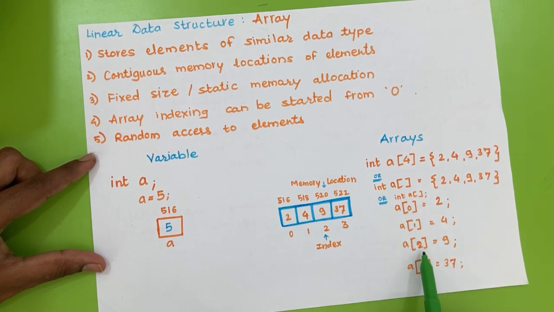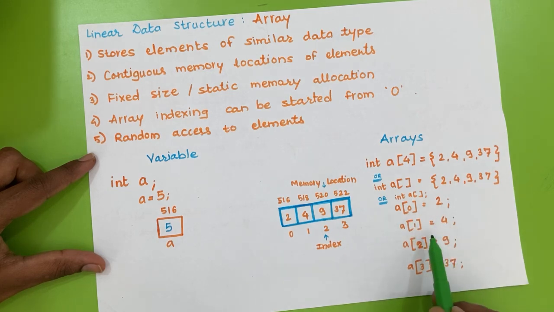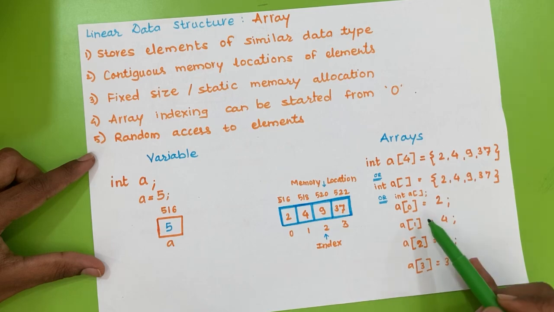These will represent the indices. This represents the index, meaning a of 0 is equal to 2. So the first element will be 2, the second element will be 4, the third will be 9, and the fourth will be 37. These are some of the types of declarations of an array.